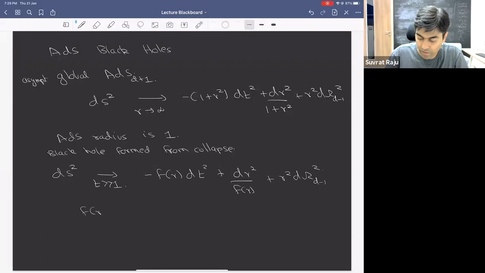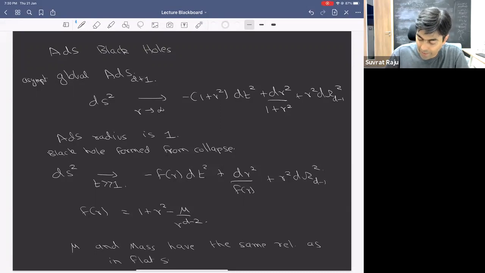f of r looks like 1 plus r squared minus mu by r to the d minus 2. So in flat space, it was just 1 minus mu by r to the d minus 2. But here it's 1 plus r squared minus mu by r to the d minus 2. And the relationship between mu and mass is the same as in flat space. So this mu is like a mass parameter. It's what is sometimes called a mass parameter. It's not literally the mass, but there's some dimension dependent constant that one can work out that relates it to the mass. I already wrote that constant in the last lecture, and so I won't write it again.